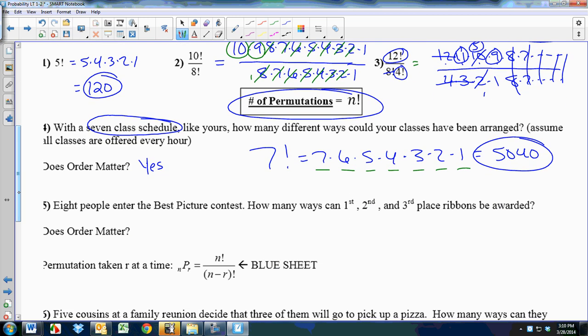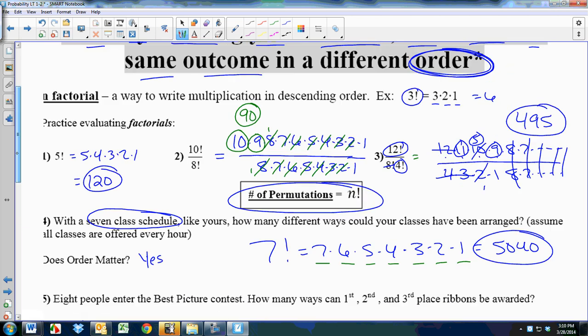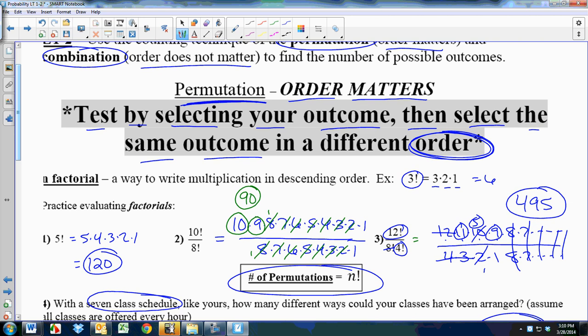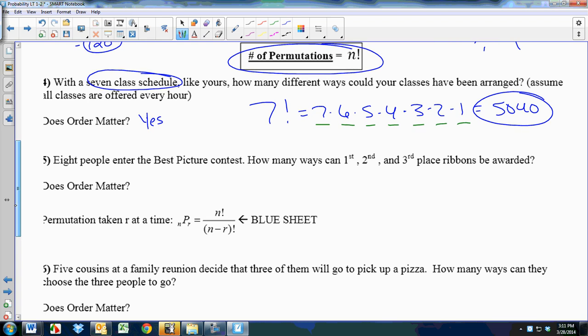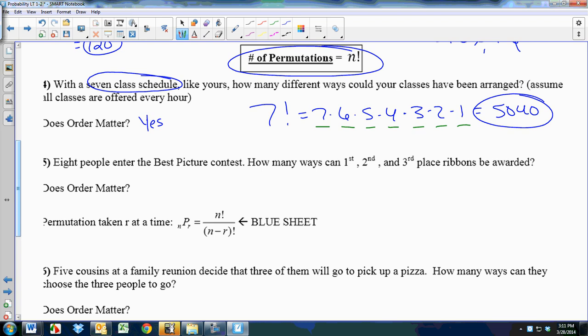All right, moving on. 8 people enter a Best Picture contest. So they've been taking photographs, and now they're going to get a first, second, or third ribbon awarded. Does order matter? Back to the test. Test by selecting your outcome, then selecting the same outcome in a different order. So I will just use fictitious people. We'll say John, first place. Second place, David. Third place, Roger.